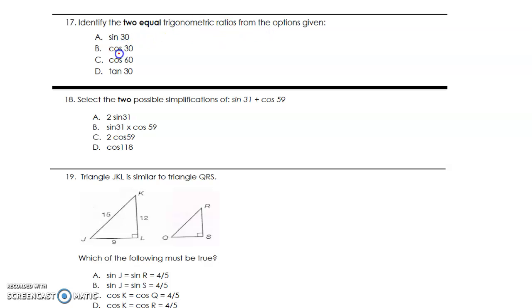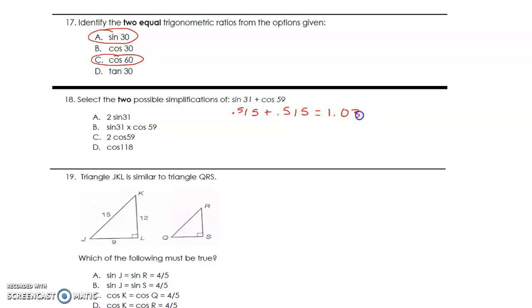So I know, okay, sine, cosine, tangent. Well, tans would have to be reciprocal, so I've got to do a sine and a cosine, and they have to equal 90 degrees. So sine 30 and cosine 60. So two possible simplifications of sine 31 plus cosine 59. Sine 31, if I put that into the calculator, it's 0.515, and it's equal to the cosine of the other.